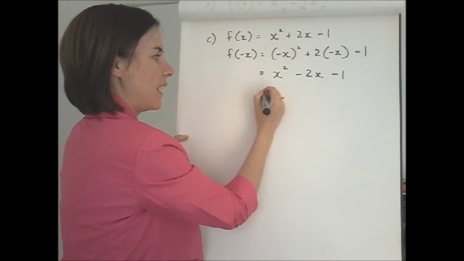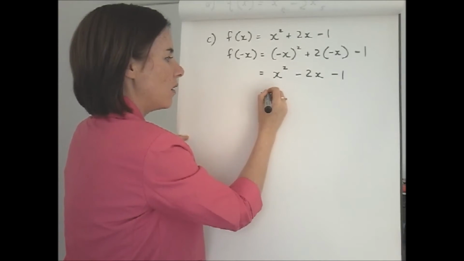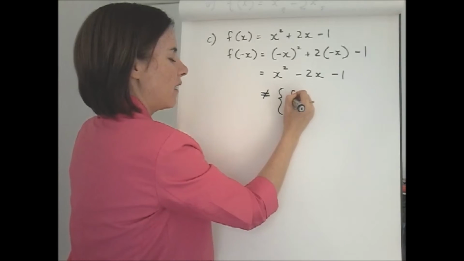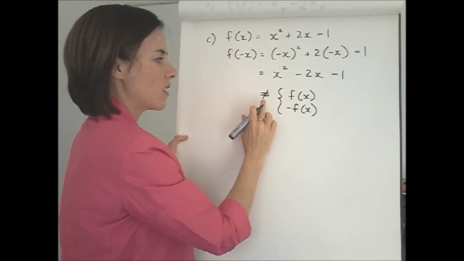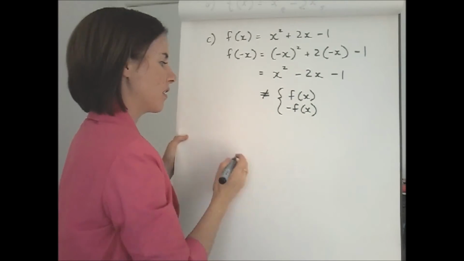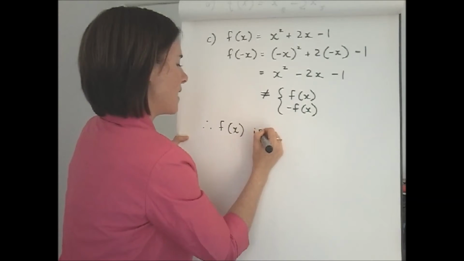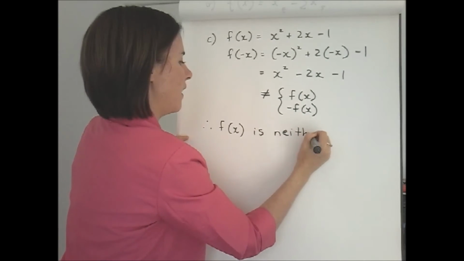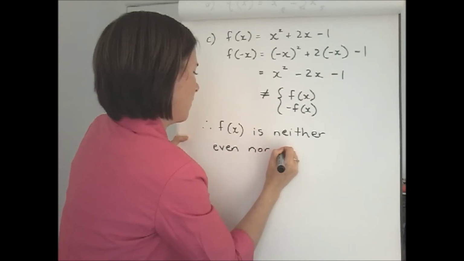Now, for the setting out of this, I would say it's not equal to either f(x) or negative f(x). It's not equal to either of those. So it's not even, it's not odd. Therefore, f(x) is neither even nor odd.